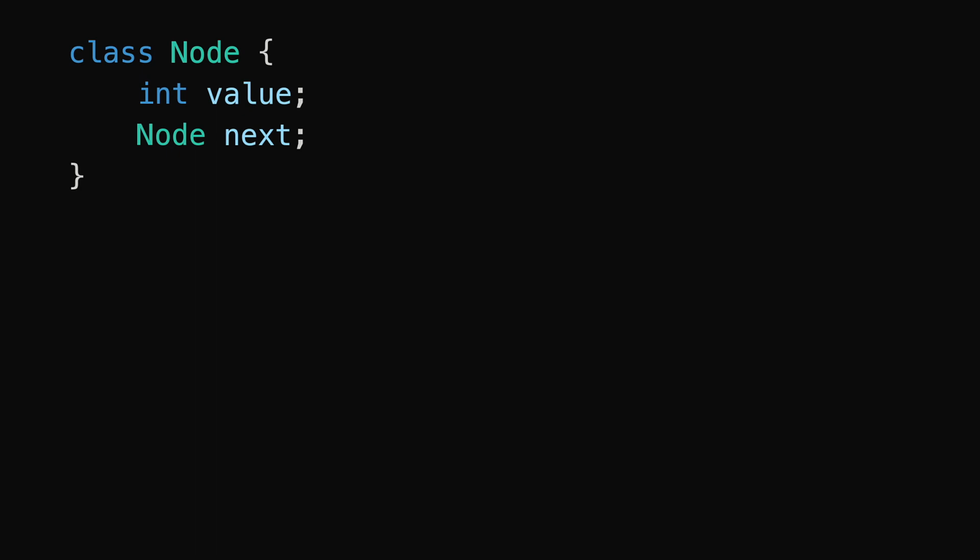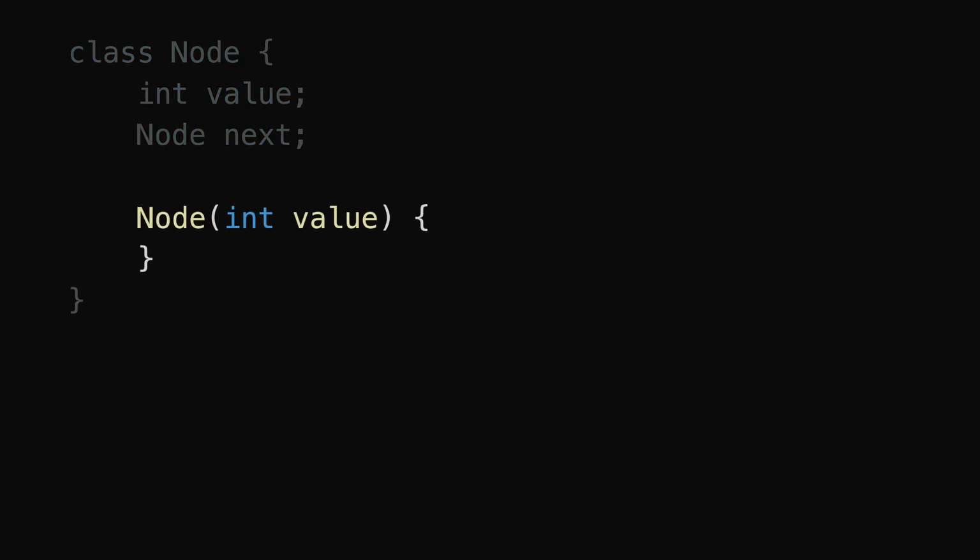So it's important to understand that that next variable is not actually a node. When you set a variable to be of type node, it means it can point to a node. So now that we have those class variables, we can build our constructor. So the constructor will have the same name as the class. The constructor will be called node.